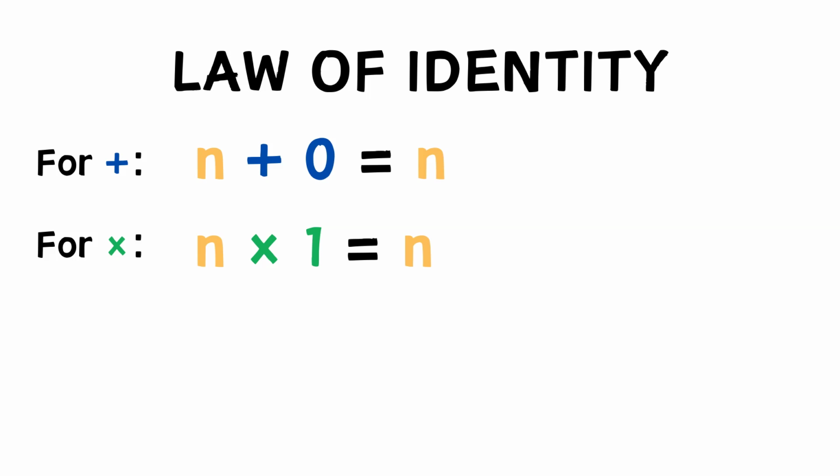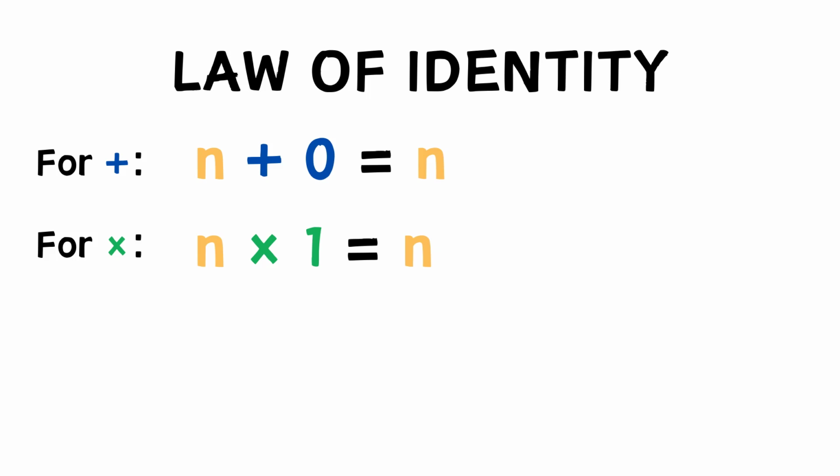The first law we are going to explore is the law of identity. The law of identity for addition states n plus 0 equals n, or any number plus 0 equals itself. The law of identity for multiplication states n times 1 equals n, or any number times 1 equals itself.